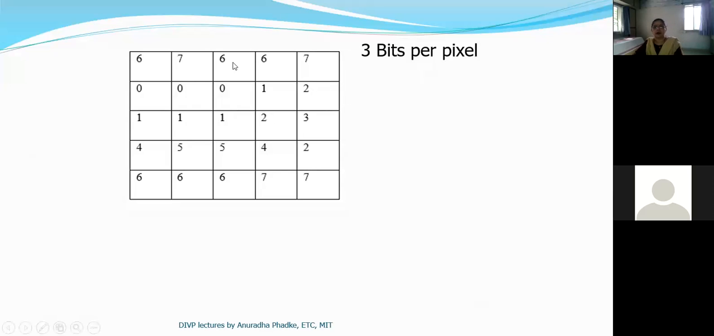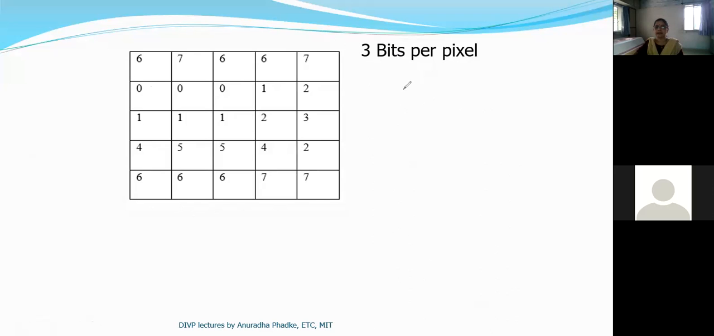Okay, so we are talking about bit plane slicing. We have assumed that there are 3 bits per pixel. Now, whenever there are 3 bits per pixel, we can get 3 binary planes, right? With a 3-bit number, we can represent by 3 bits.